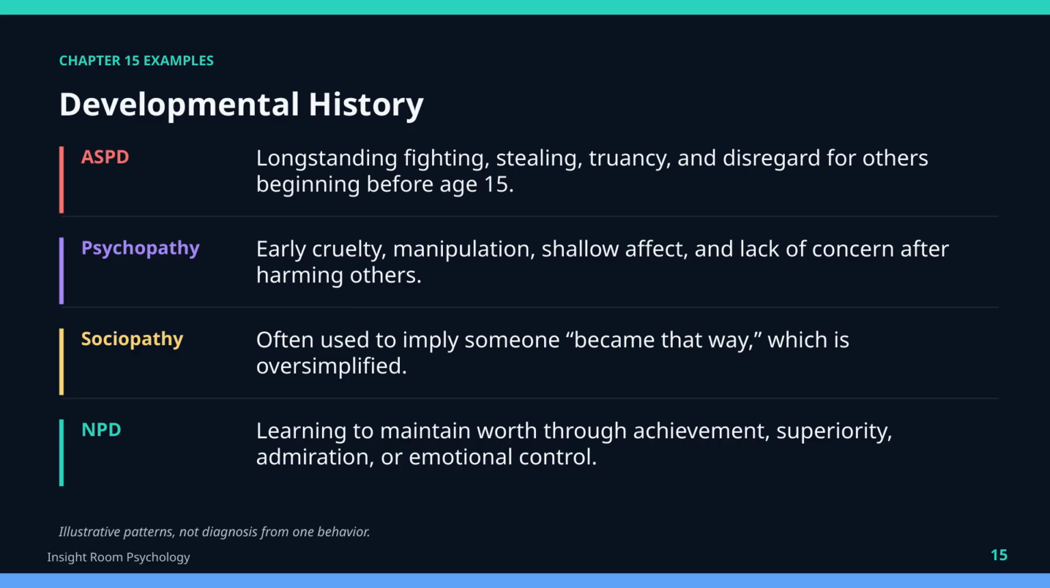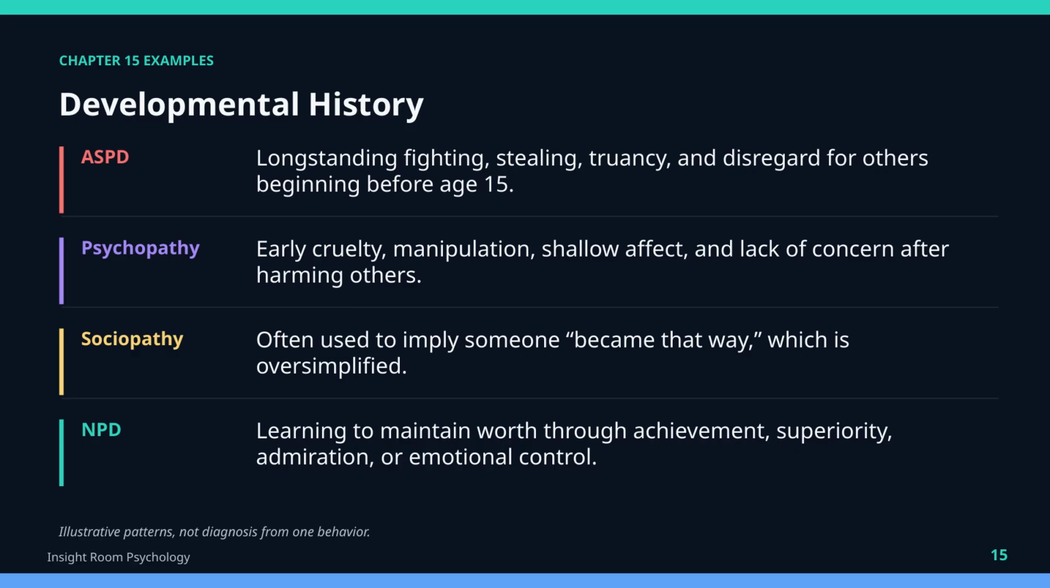With sociopathy, people sometimes use the term to imply that a person became antisocial because of their environment, adversity, trauma, social learning, or instability, but this is not a formal diagnostic rule. For example, someone may say, "psychopaths are born, sociopaths are made." That phrase is common online, but it is oversimplified. Real development is more complex than that.